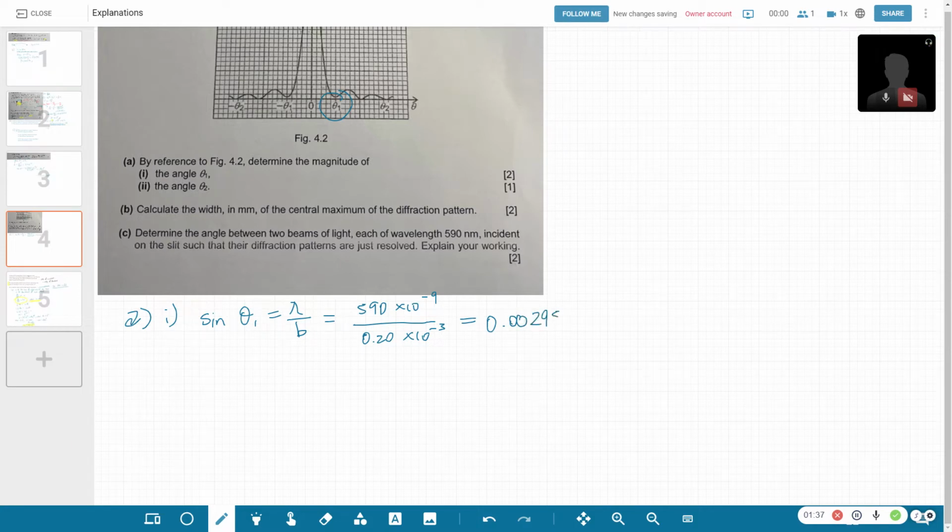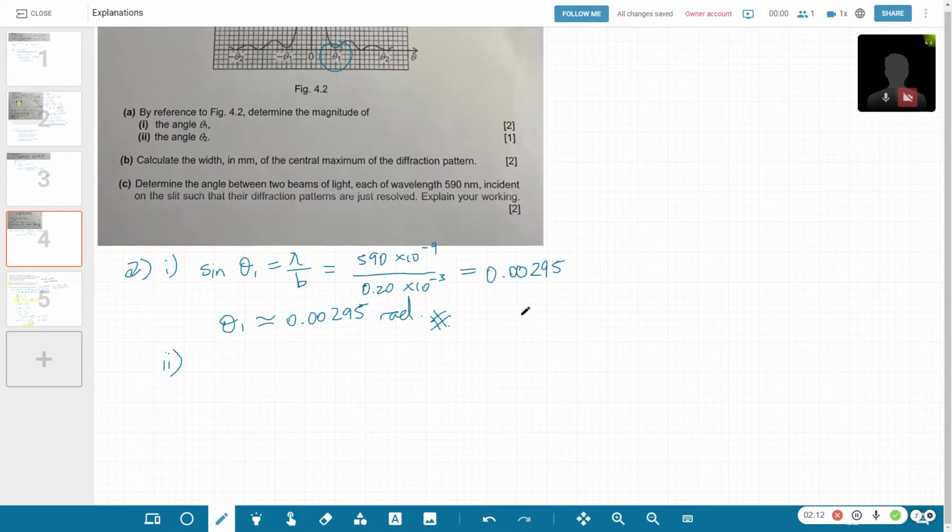0.00295. It's pretty small. For theta 1, they did not ask for radians or degrees, so I will just use radians. Let me change the calculator to radians. Because it's a small angle, it should be almost the same. So theta 1 is approximately 0.00295 radians. That should be the magnitude of theta 1. Why do I use radians? Because radian is the SI unit of angles.